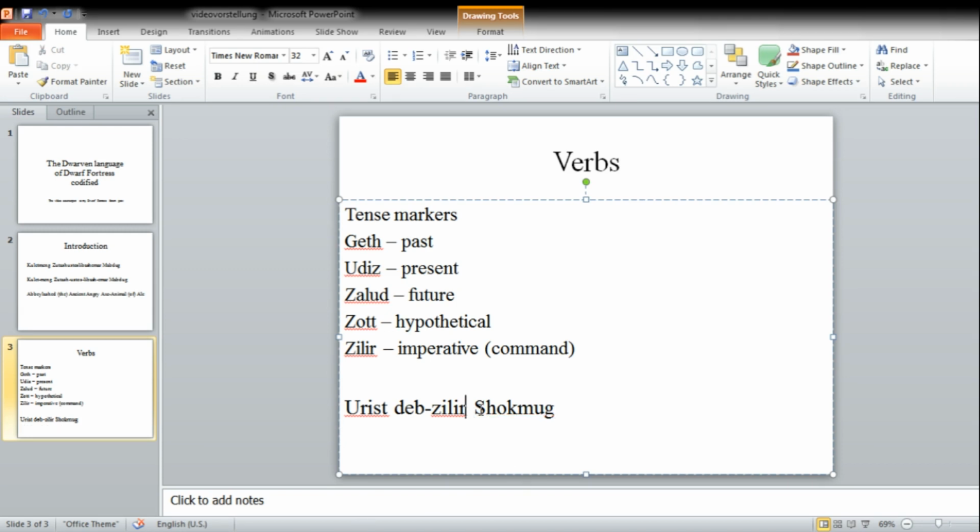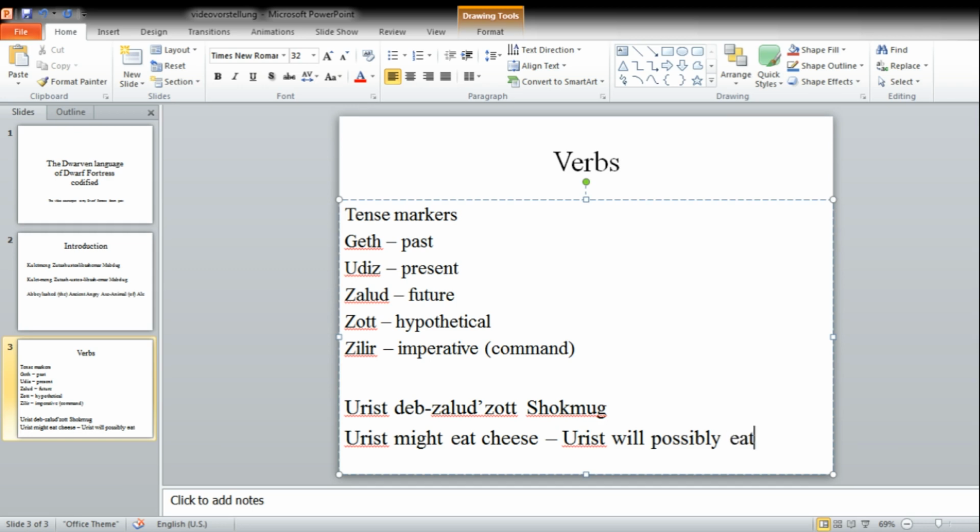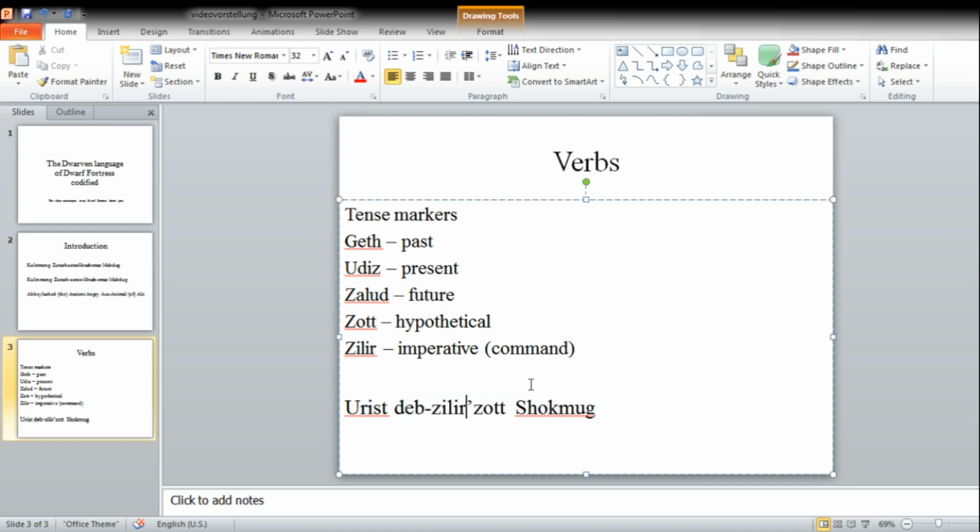And we can also combine other forms. For example, Jurist zalud zot shokmug. So this is Jurist eat future hypothetical cheese. Jurist might eat cheese. Jurist will possibly eat cheese. It's hypothetical. And so these can be combined to make different forms, although I think some forms are not really possible, like Jurist deb zilir zot shokmug. What is that? Jurist eat imperative hypothetical cheese. Jurist possibly eat cheese. I command you, maybe eat cheese. That doesn't really quite work.